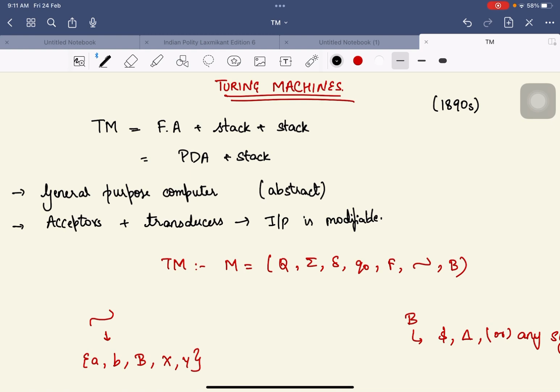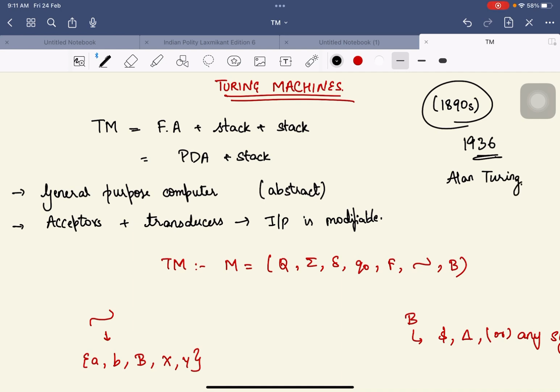Now, these Turing machines were developed in the 1890s. Around the 1890s they were started, and the final draft was in the year 1936, and it was invented by a person named Alan Turing.